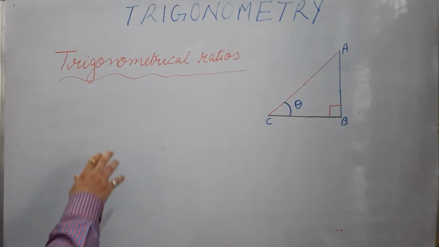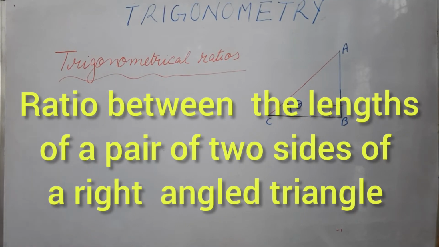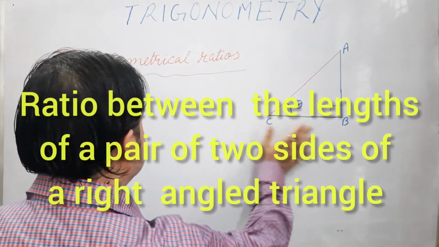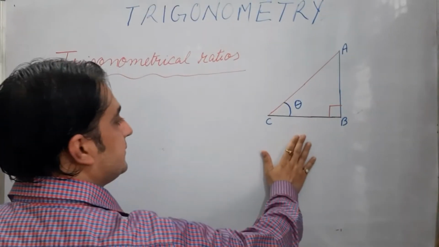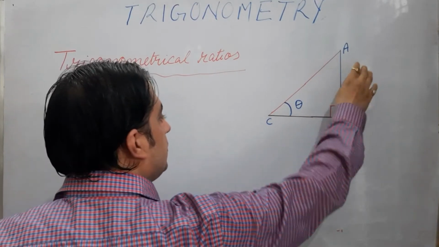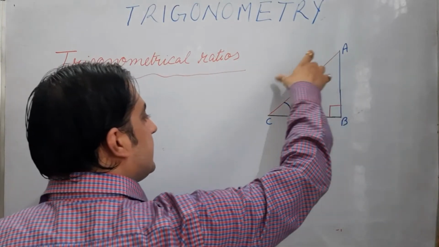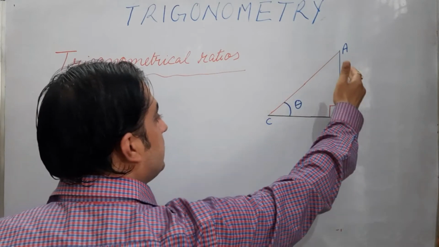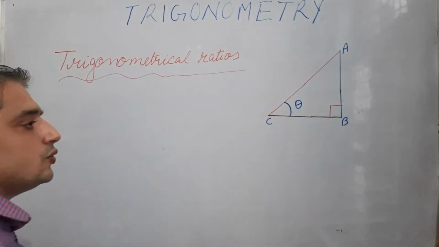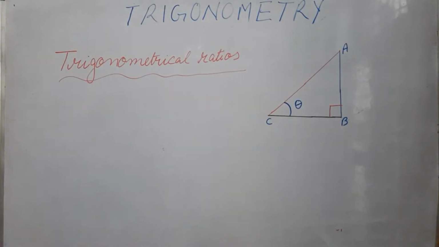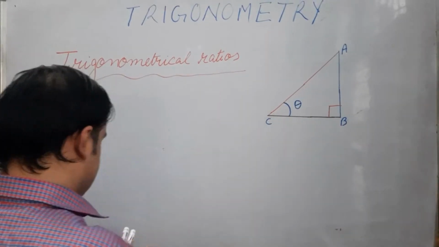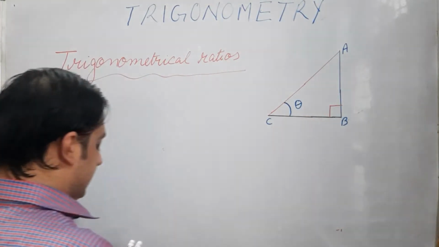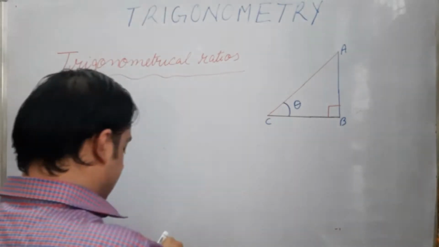between the lengths of a pair of two sides of a right angle triangle. So it's a ratio of the two sides. Either the two sides may be AB over BC or AB over AC. Maybe it may be BC upon AC. So this is the ratio of the lengths. Lengths means the sides. Sides means AB, BC and AC. इसको हम टर्मिनोलॉजी की फॉर्म में लिखते हैं.